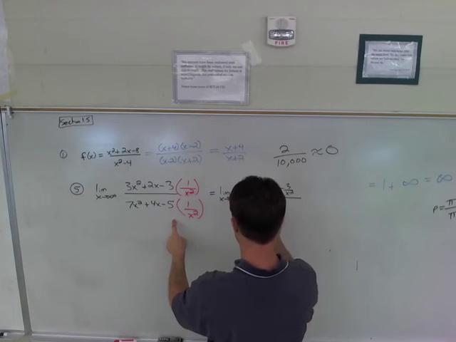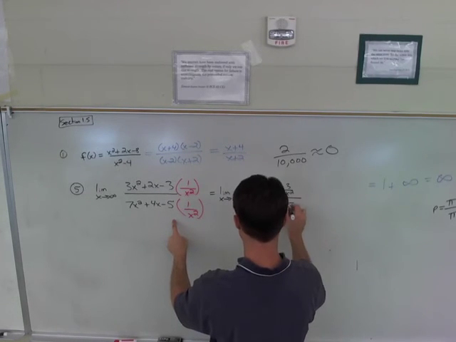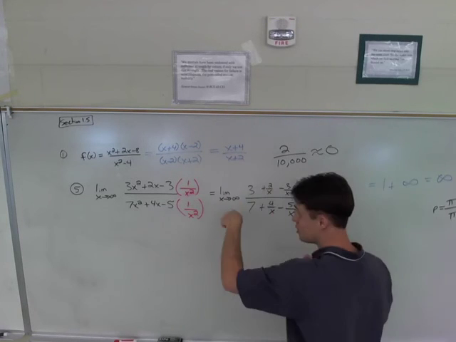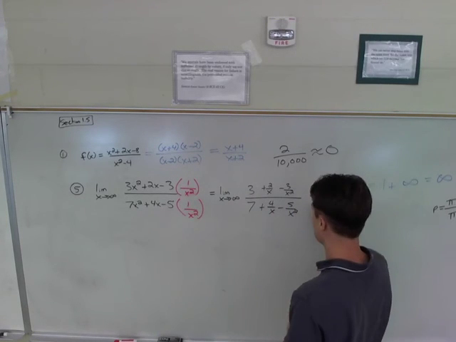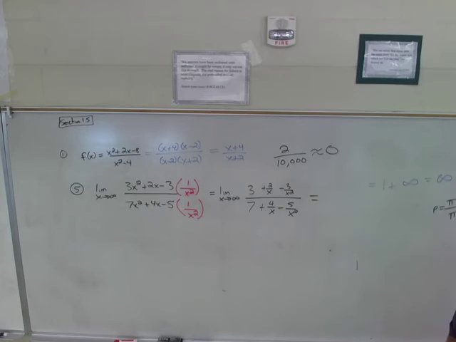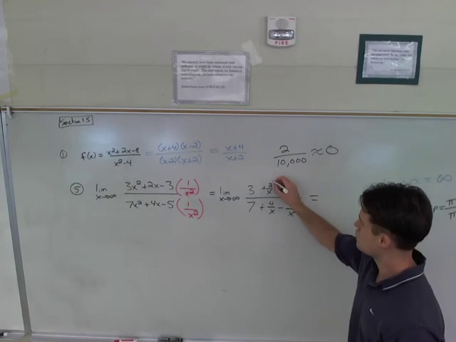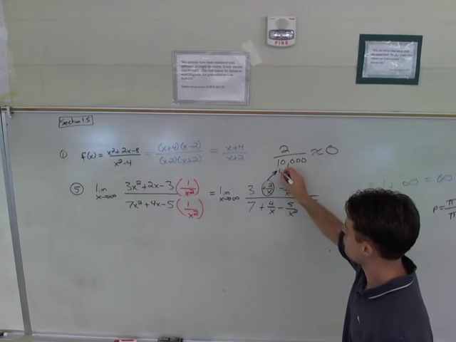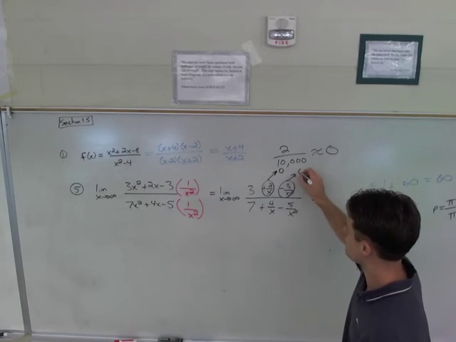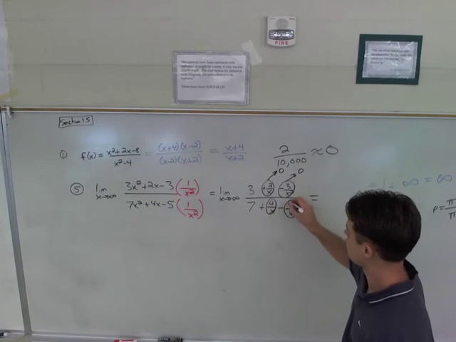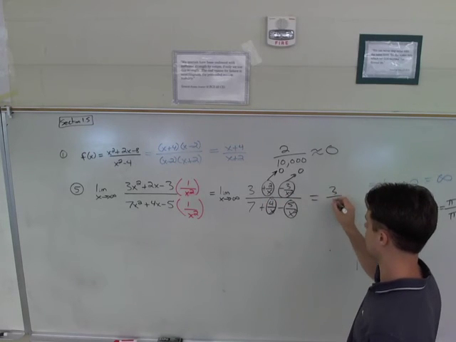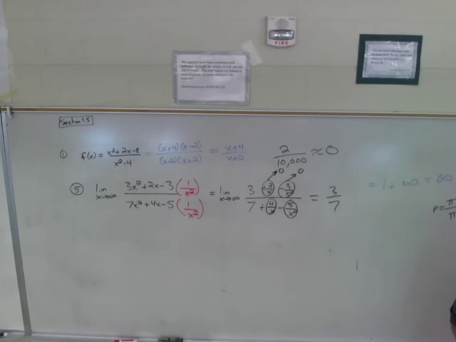7 plus 4 over x minus 5 over x squared. You've still got the limit, see? It's still there, I haven't used it. Now when you actually plug in infinity, now what happens? These parts all go to what? 0. All of these parts go to 0.